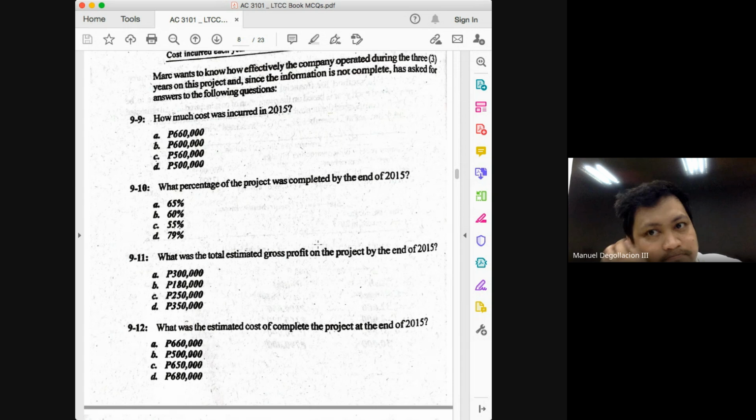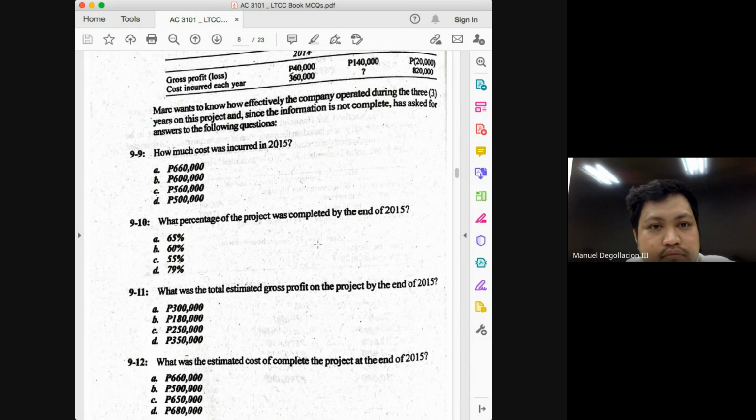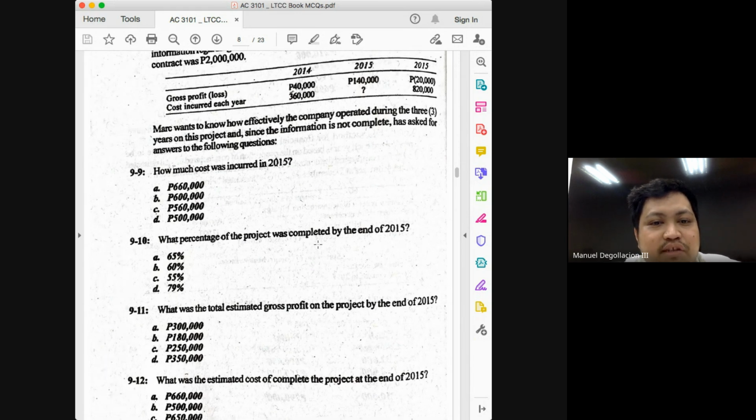9-11. What was the total estimated gross profit on the project by the end of 2015? Since we already have the percentage of completion, how much was the percentage of completion, class? 60%. And then the cumulative profit is 180. How much then must have been the total expected gross profit? How do you solve for the cumulative RGP, class? Expected gross profit times percentage of completion.